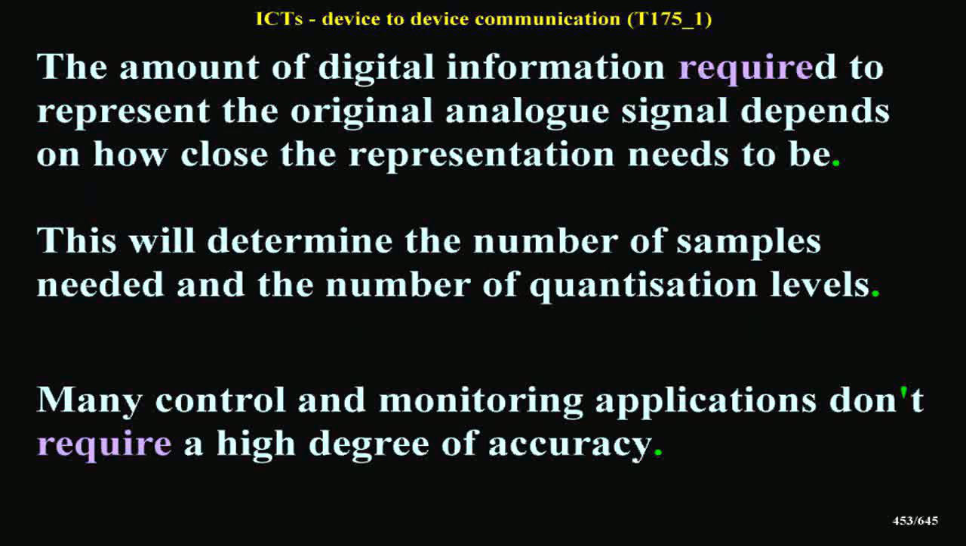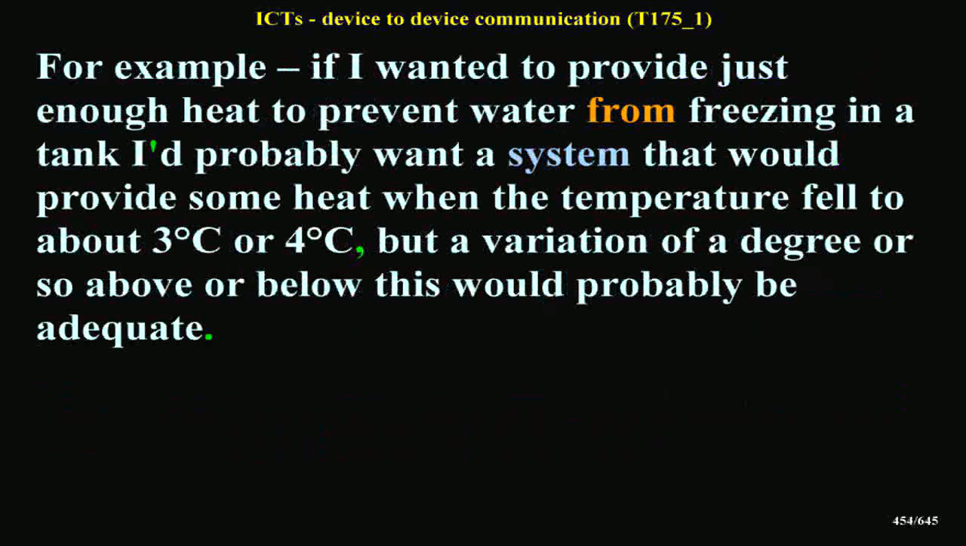Many control and monitoring applications don't require a high degree of accuracy. For example, if I wanted to provide just enough heat to prevent water from freezing in a tank, I'd probably want a system that would provide some heat when the temperature fell to about 3°C or 4°C, but a variation of a degree or so above or below this would probably be adequate.